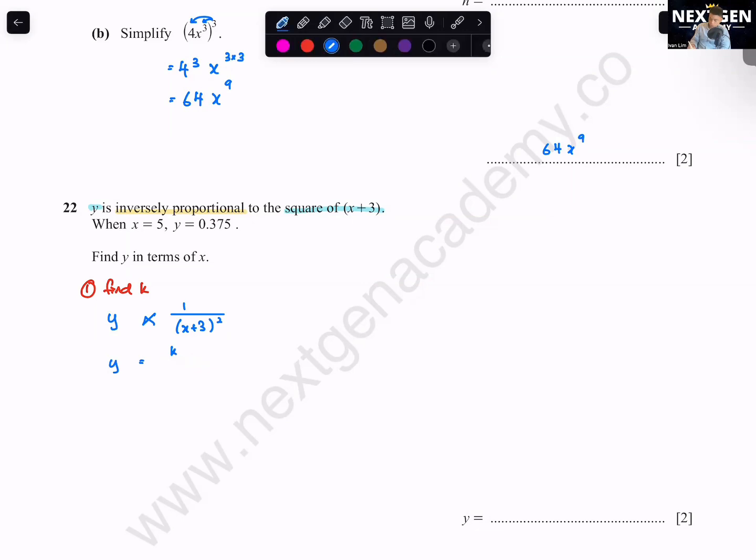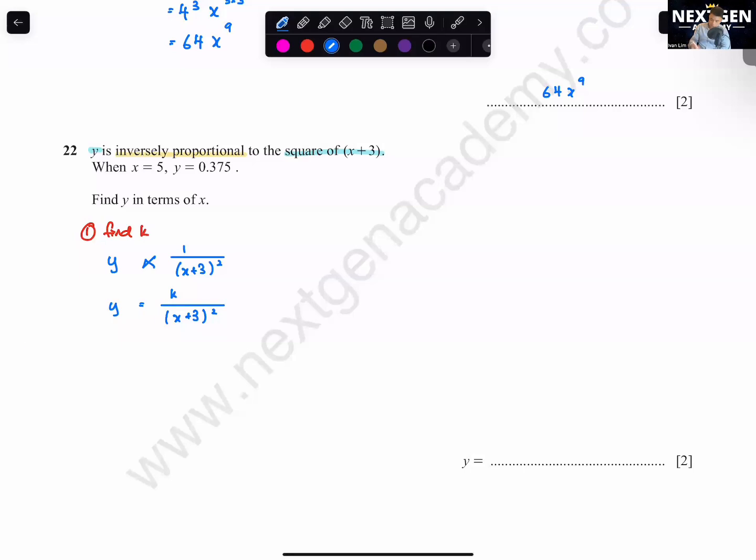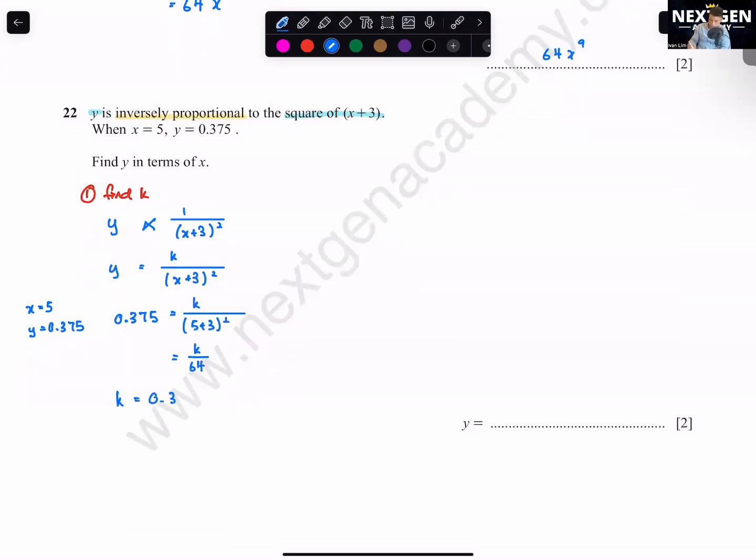By the way, the first step is actually not necessary. You can straight away just write this also. y equals k over (x plus 3) squared. How to find k? You're going to sub in the two values. x equals 5, y equals 0.375. Sub it in. k over (5 plus 3) squared. 5 plus 3 squared, this is 64. k is 0.375 times 64, which equals 24.